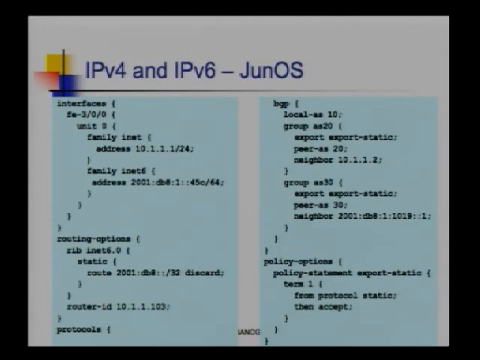That neighbor is 10.1.1.2. There's no such concept as v6 or v4 address family. The address family used is whatever the neighbor address is. So if the neighbor's in v4, then it's a v4 address family. If the neighbor's in v6, then it's a v6 address family.